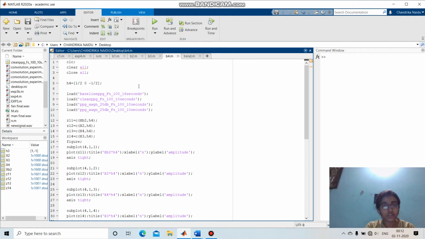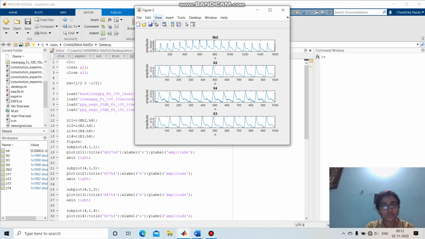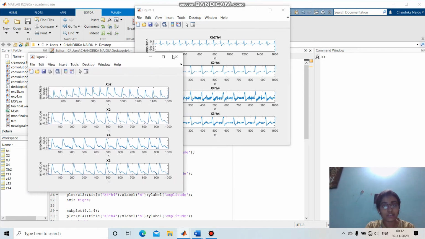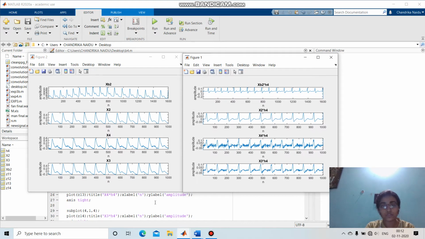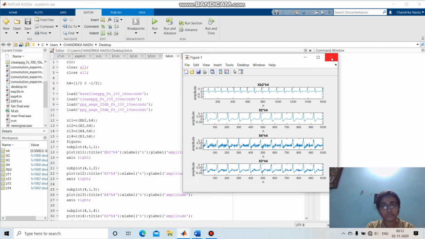And same we did for system 4. We took the impulse response as 1 by 2, 0, minus 1 by 2, and we did the convolution with all the 4 signals. And this is also passing all the high frequency parts of the signal. That means it is also acting, if you can see, it is passing all this. So this is also acting as a high pass filter.